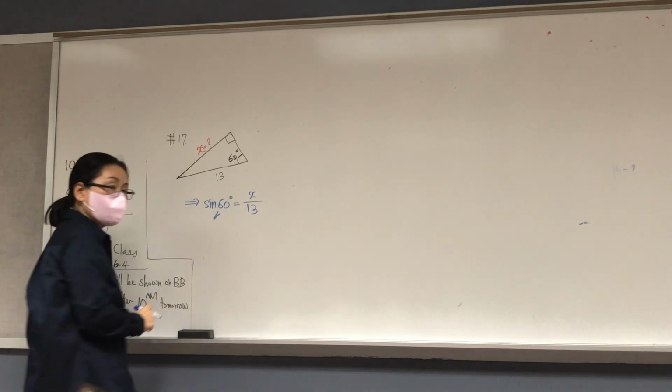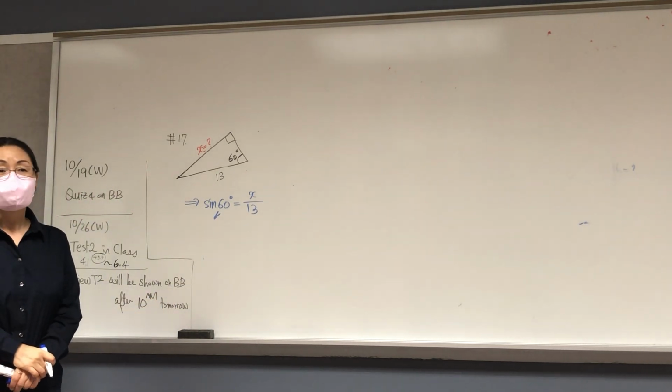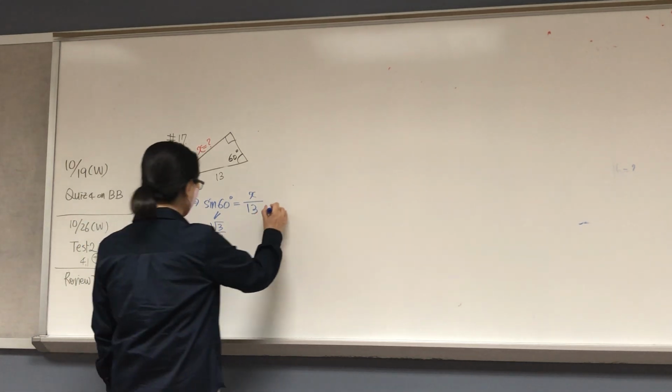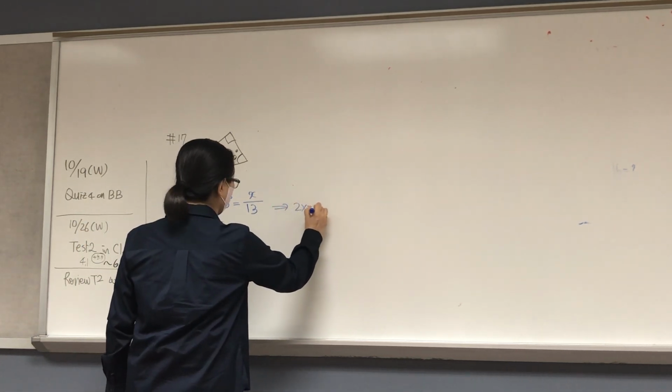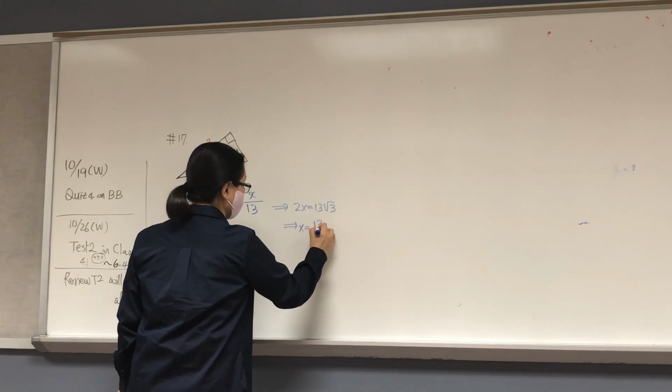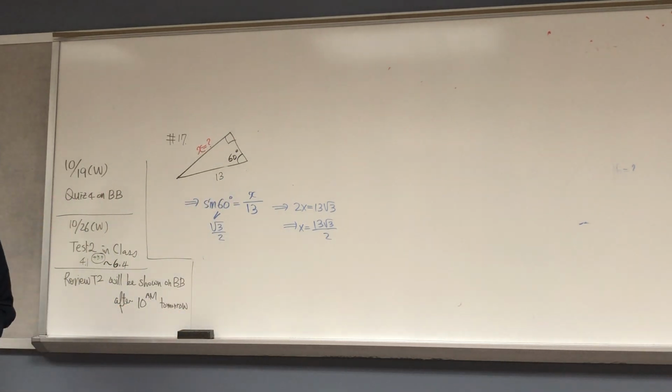What is sine 60? Root 3 over 2. So cross multiplication, and then what? 2x equal to 13 square root of 3. So x equal to 13 square root of 3 over 2. Very good. Easy.